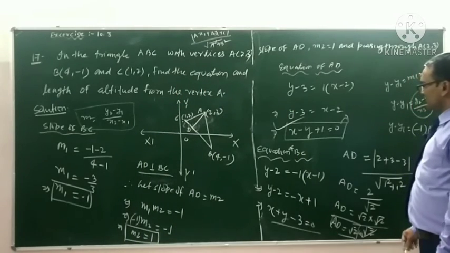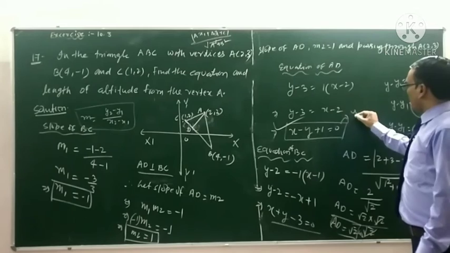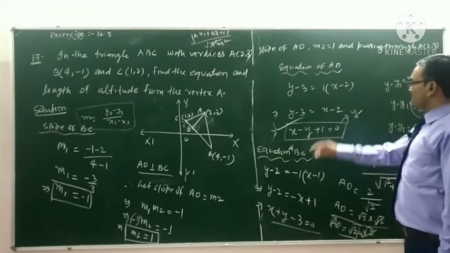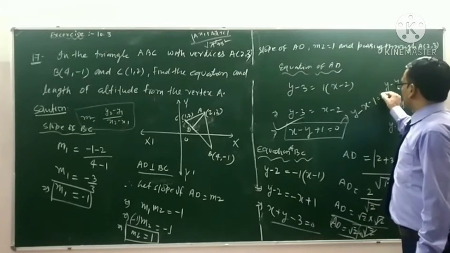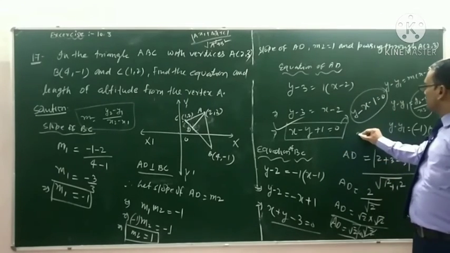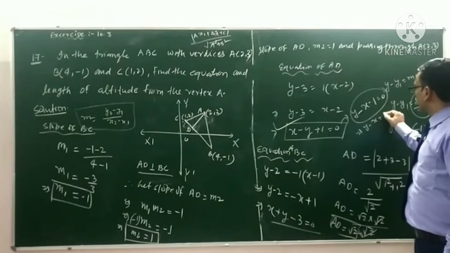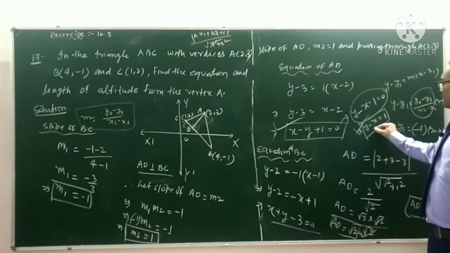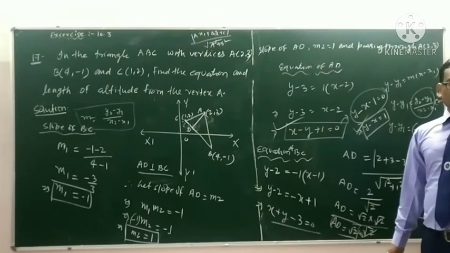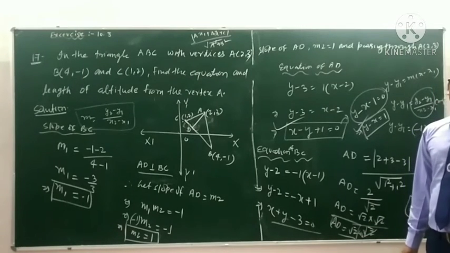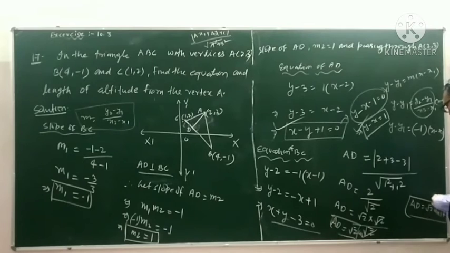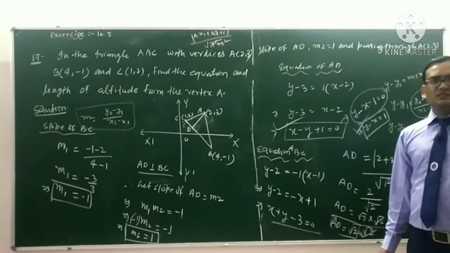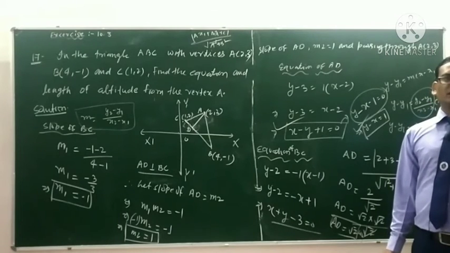Written as y minus x minus 1 equal to 0. y minus x equal to 1, which is the equation of altitude AD, and the length of the AD is square root 2 units. Are you satisfied? Did you understand this question?